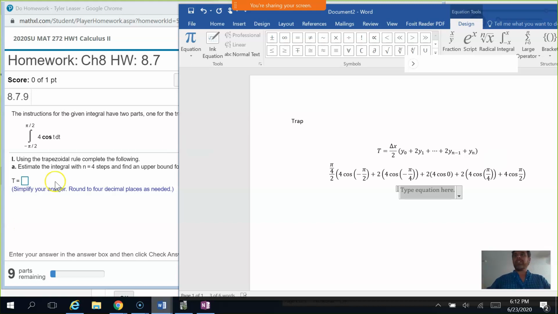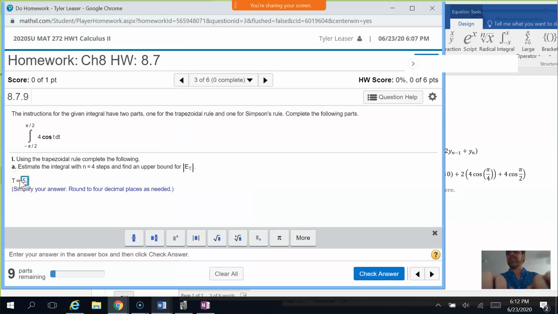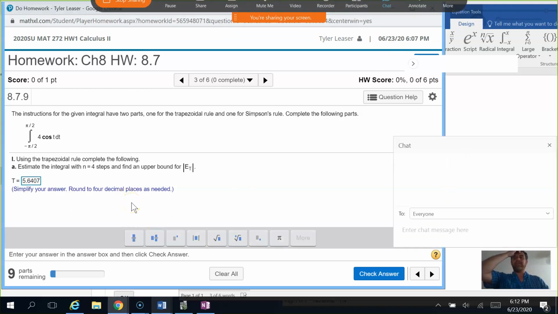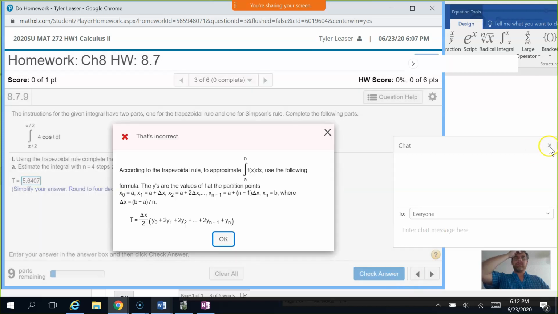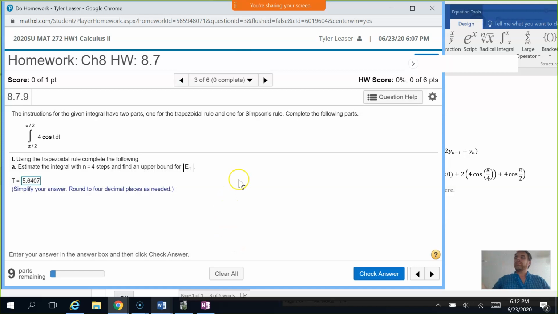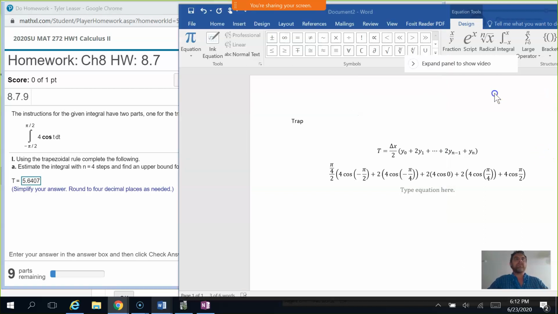All right, I'm almost certain, and I might have typed it in wrong because I skipped some steps here. This came out to be 5.6407. So, I don't know, let's see if that's right. Nope, I typed it in wrong. Or maybe I'm not in the right mode. Let me just look back over to make sure I typed it in all right. Oh, I have the calculator on the screen. I could have just used that.